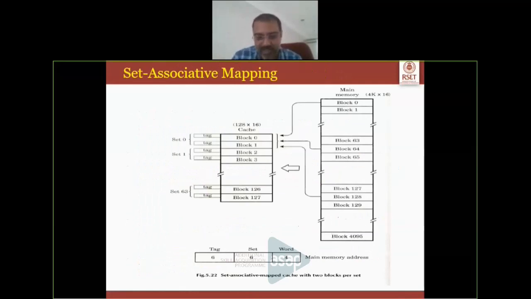I repeat once again, the least significant 4 bits are used to identify which location within each block. Then the next 6 bits are used to identify which set it is. The MSB 6 bits are used to identify the tag location. Okay.